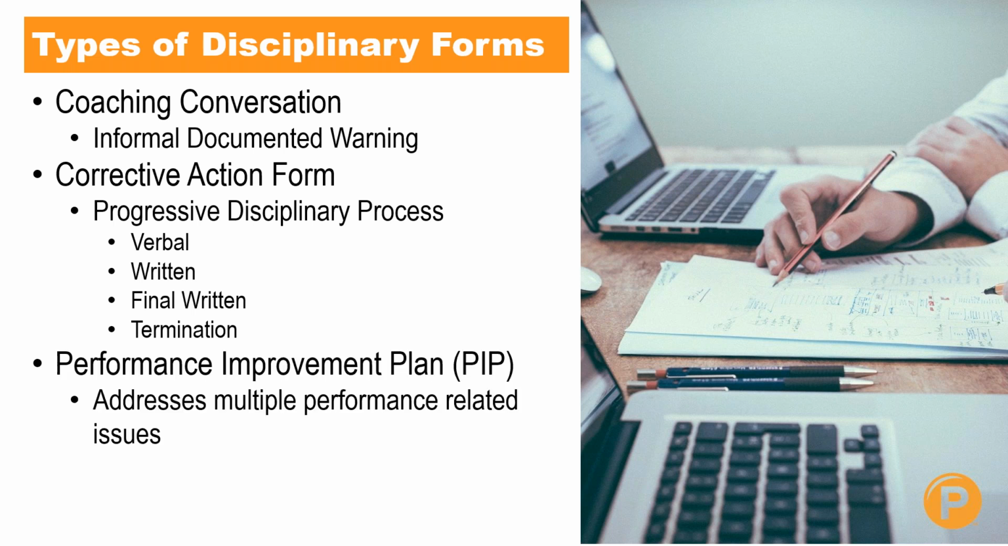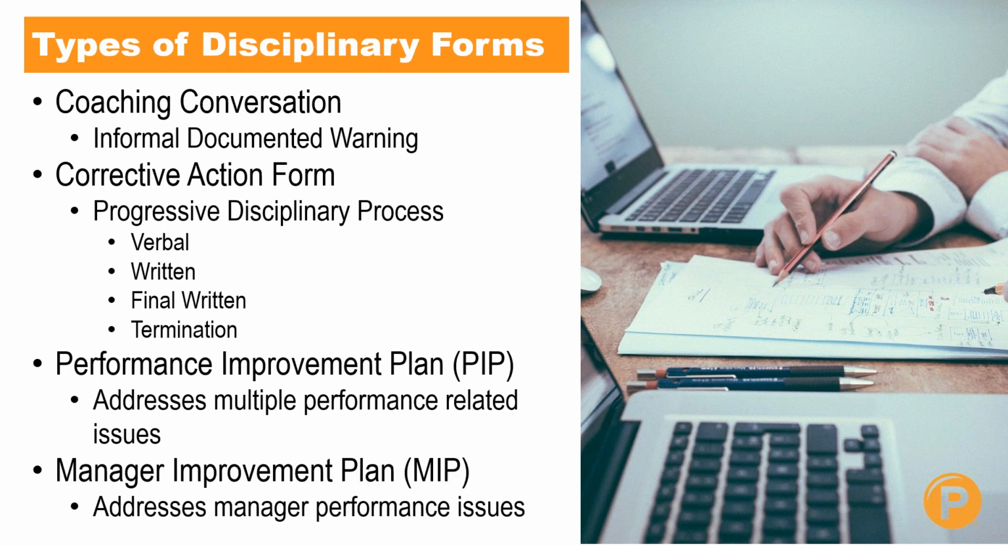Another type of disciplinary form that's not used quite as often is called a performance improvement plan. Now, this form is usually used as a substitute for the corrective action form because it addresses multiple performance-related issues. Corrective action forms are more so used to address one or two categories of performance issues, whereas the performance improvement plan, or PIP as we call it, is really used to address an employee's overall performance issues. And it really gives them a strict deadline between 30 and 90 days to correct the behaviors.